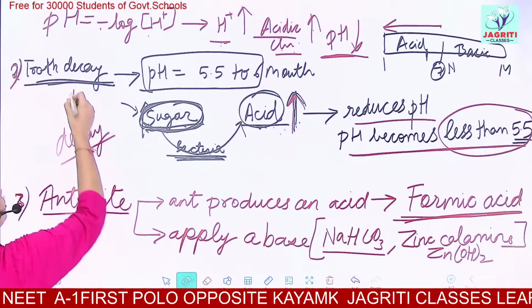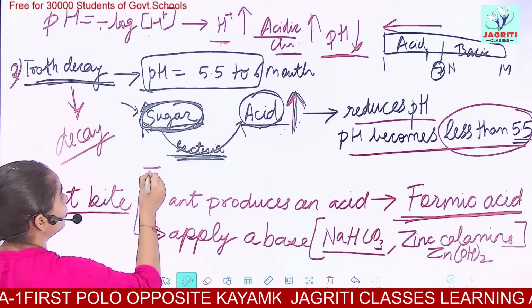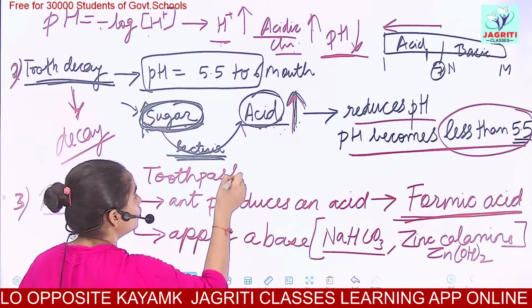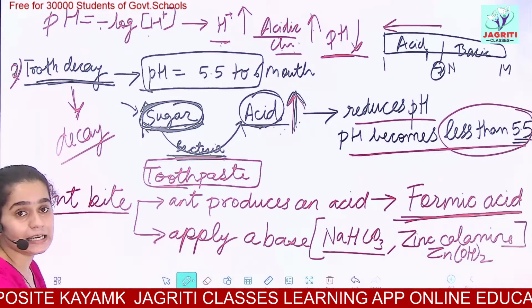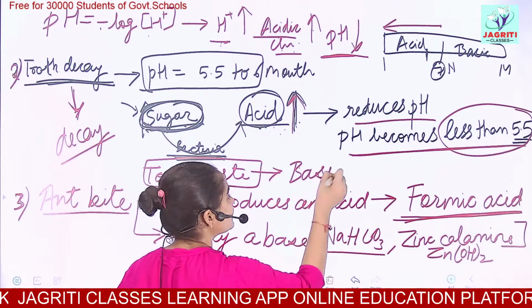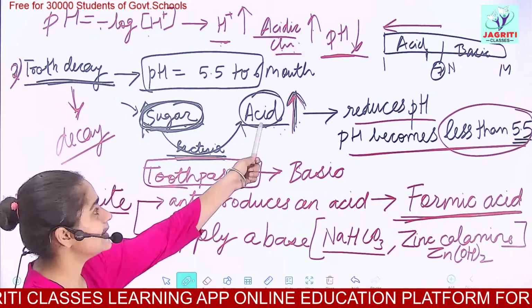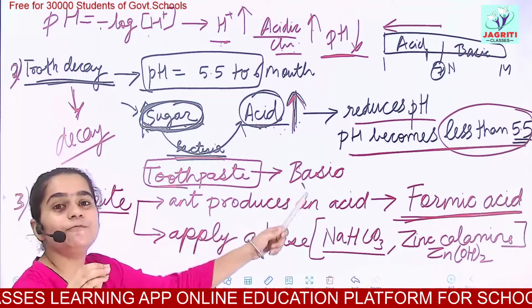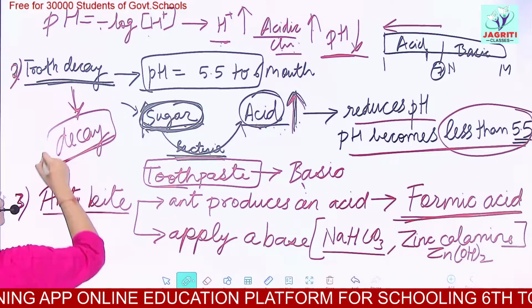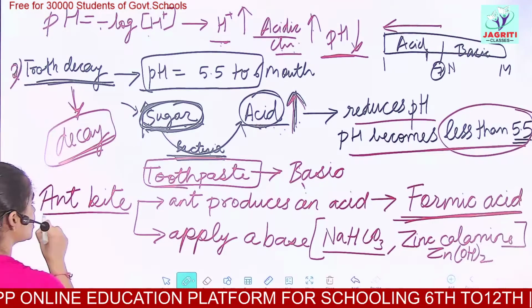For this tooth decay, what we should do? We should use alkaline toothpaste. Toothpaste should be used 2 times daily, and the nature of toothpaste is alkaline, or it shows a basic nature. So when this acid combines with base, the effect is neutralized and hence the tooth are prevented from decaying. The next was ant bite.